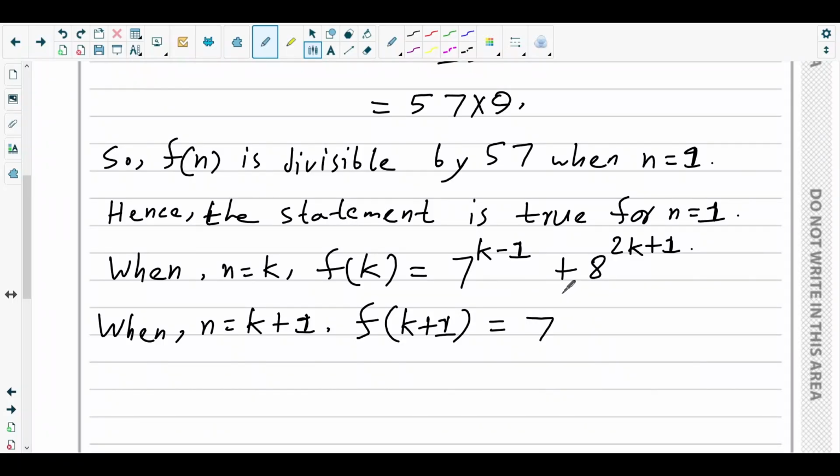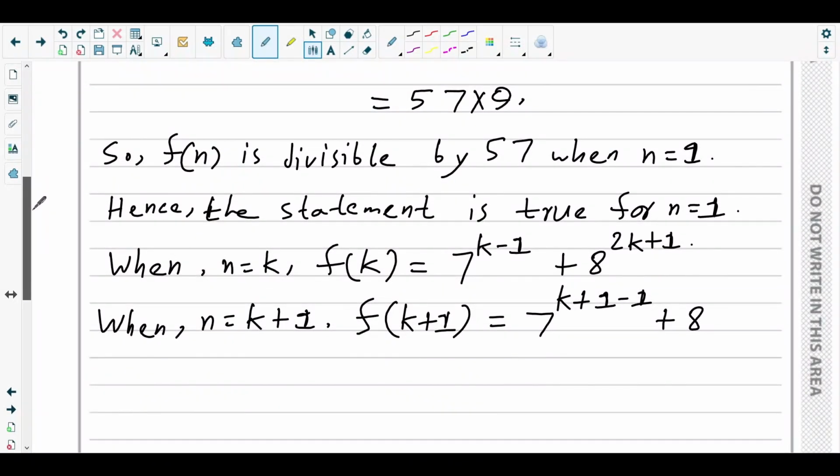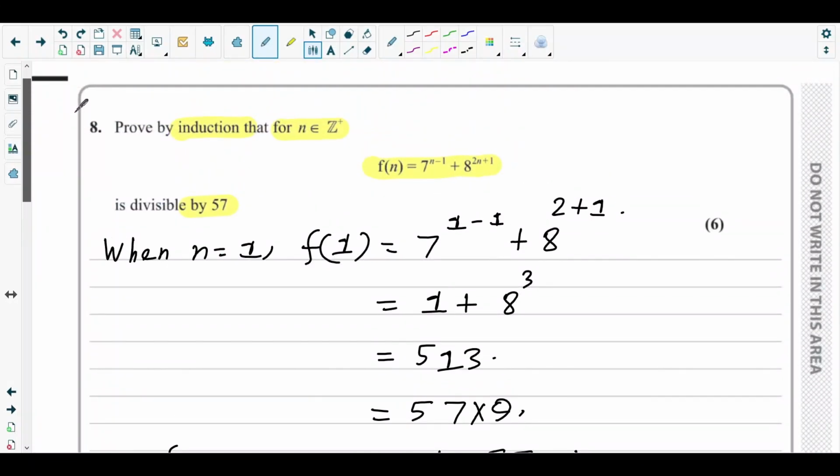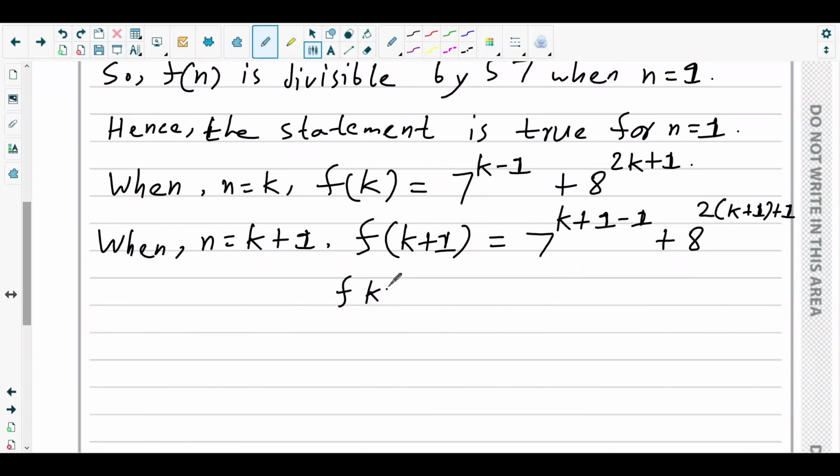That would give you 7 to the power n minus 1, where n is k plus 1, so k plus 1 minus 1, that's fine, plus 8 to the power 2n plus 1, so 8 to the power 2 times k plus 1 plus 1. So the equation for f of k plus 1 is basically 7 to the power k plus 8 to the power twice of k plus 3.